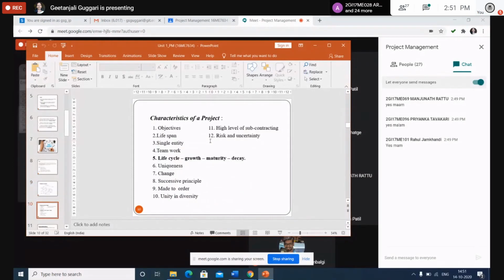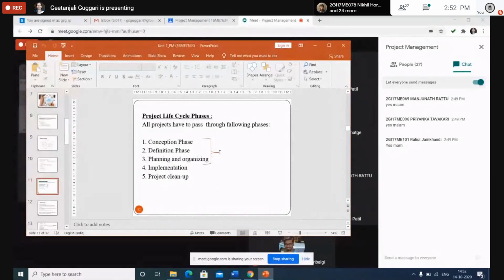Then, what are the characteristics of a project? There are 12 characteristics of a project, which we have studied in detail. If characteristics of a project is asked, you need to list out all these 12 characteristics and explain in hardly 1 or 2 lines, because the time will be short: you need to answer 5 questions in 1.5 hours or 1 hour, whatever time is allotted. So in 1 or 2 sentences you need to explain the different characteristics of a project.